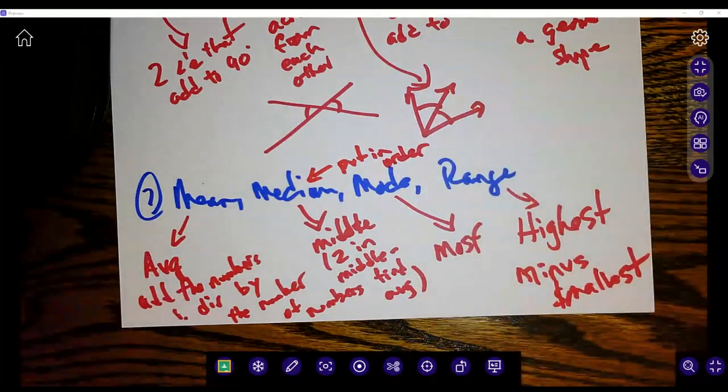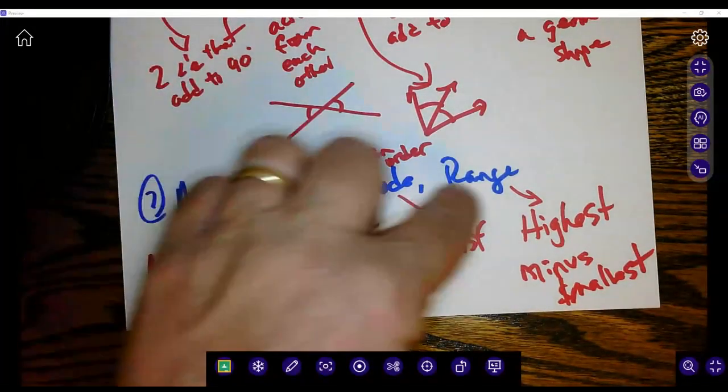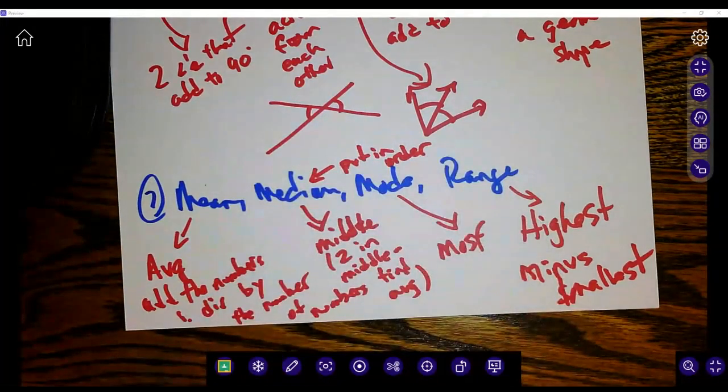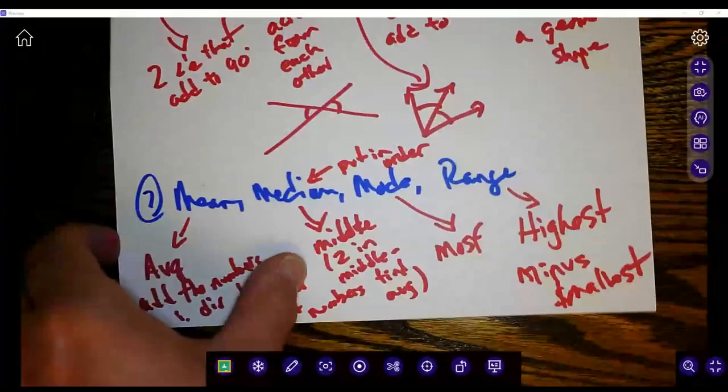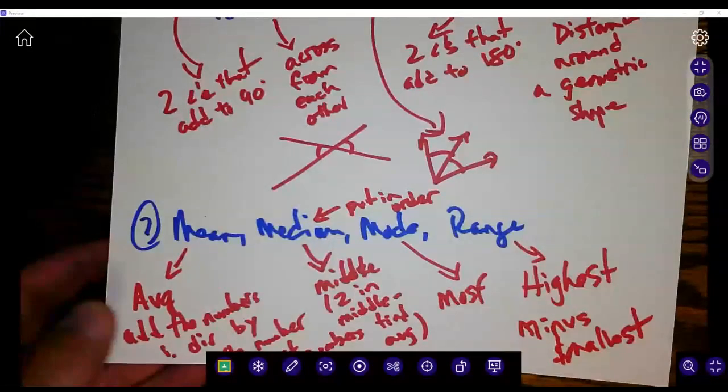And we typically go from smallest up to largest. Okay, so for median, put them in order, find the middle. Range, take the highest value, subtract the smallest value. Okay, so that's the stuff that we've covered.